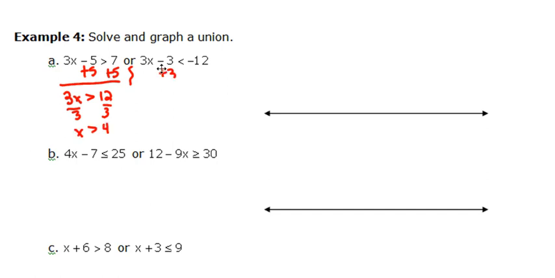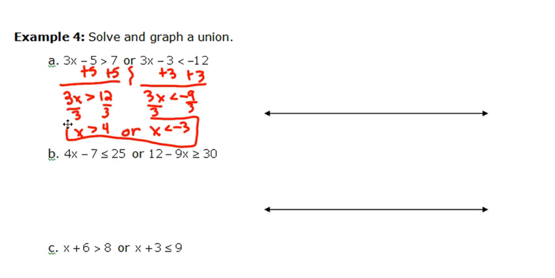This one I add 3. I get 3x is less than -9. I divide by 3, and I get x is less than negative 3. Once they're both solved for x, I write the word or in between, and this is my solution. Now I'm going to go ahead and graph it. My smaller number is the negative 3. My larger number is the 4.